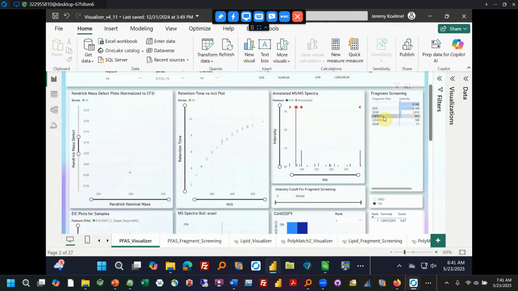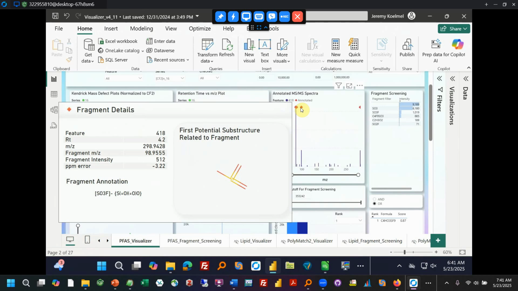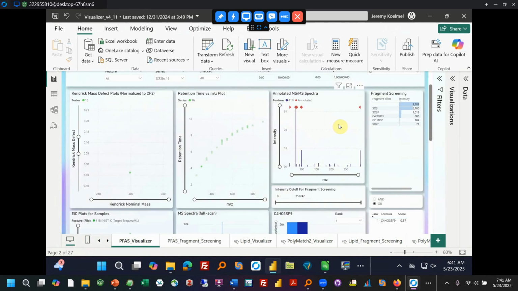And indeed there you see the precursor ion. We see SO3F, SO3, and SO2F, and so we do have lots of sulfonic acid related fragmentation, and so we can be quite confident that this is the species.